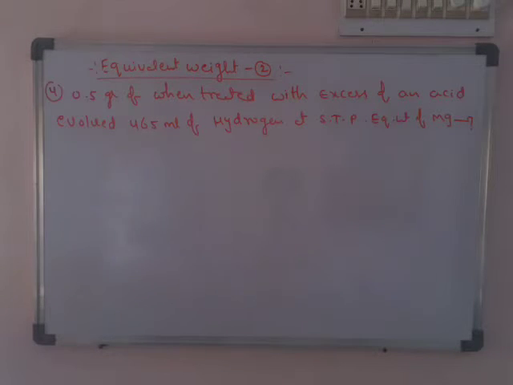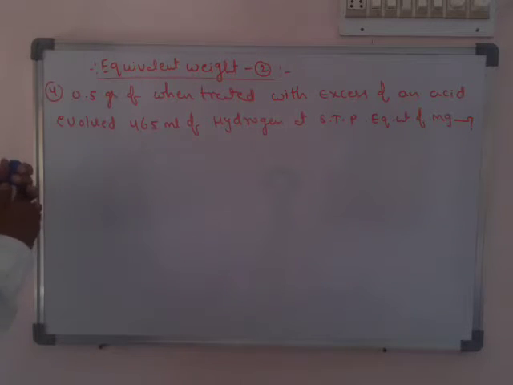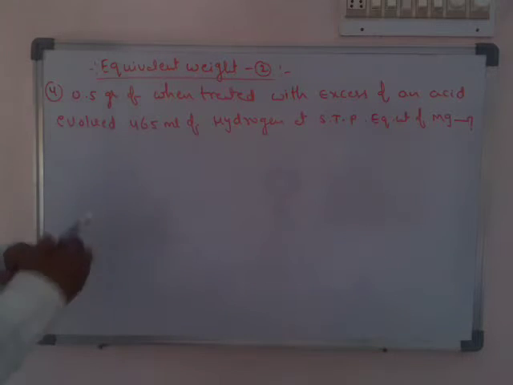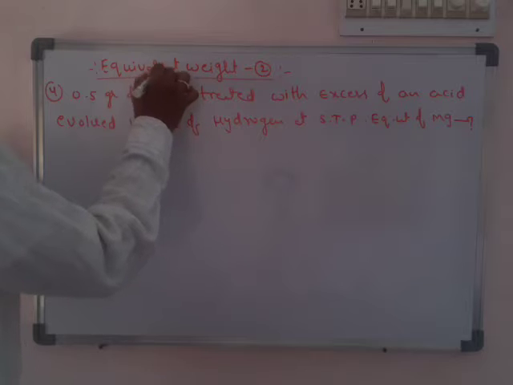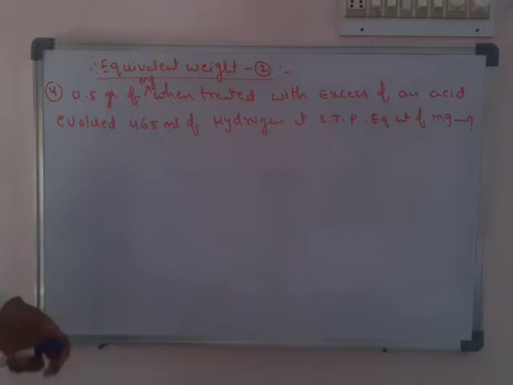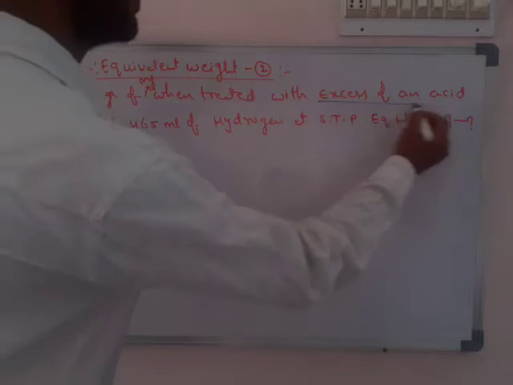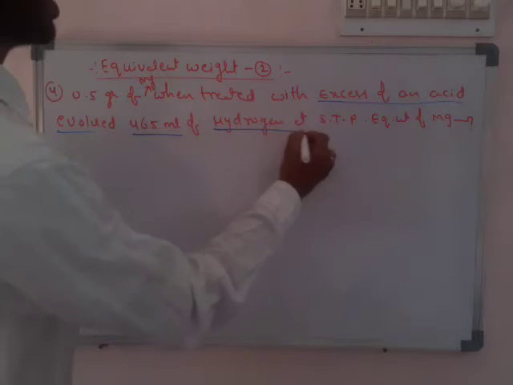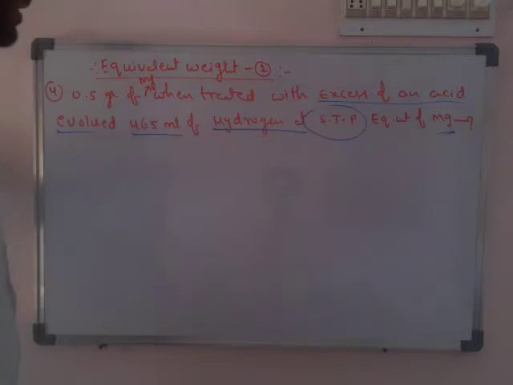Okay, see the next one. So 0.5 grams of magnesium, when treated with excess acid. The acid is not given. So excess acid forming 465 milliliter of hydrogen gas at STP. We have to find the equivalent weight of magnesium.